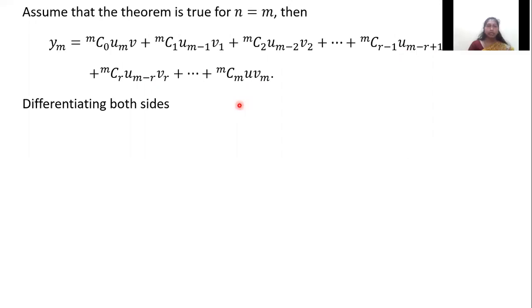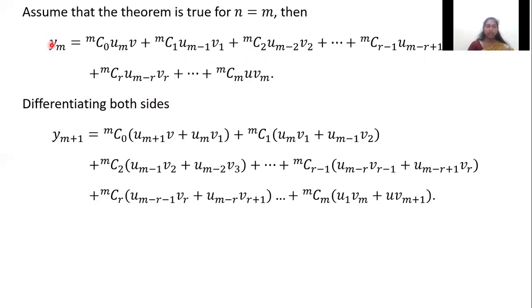Now we are going to suppose that the theorem is true for n equal to m, and we have to check whether it is true for n equal to m plus 1. For that, we are going to differentiate this equation, y_m equal to the RHS, on both sides with respect to x. What are we going to get? The derivative of y_m is y_(m+1).